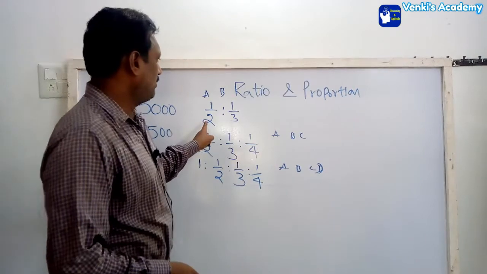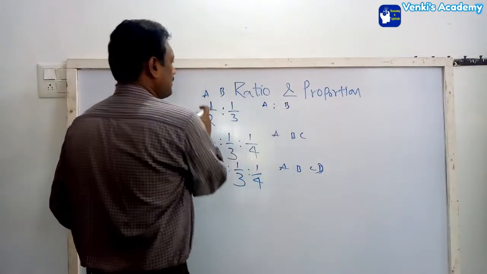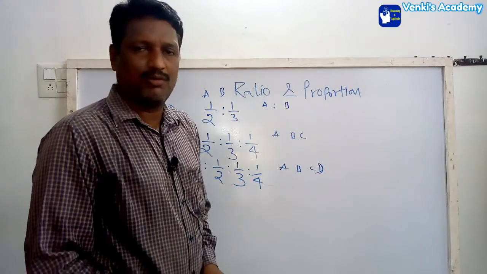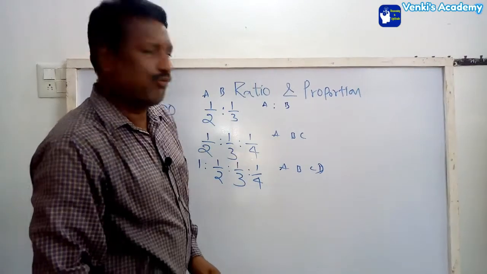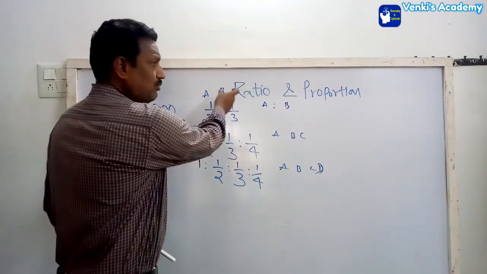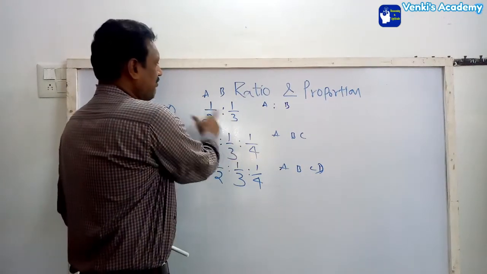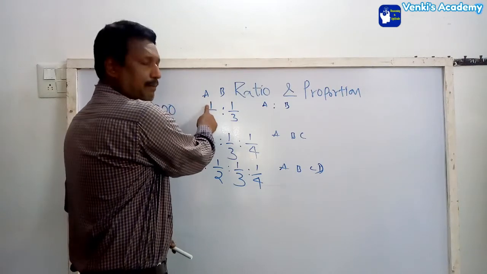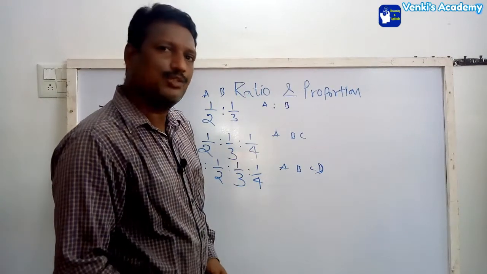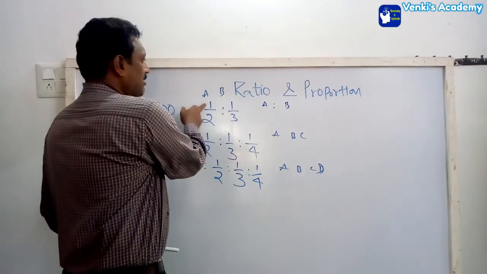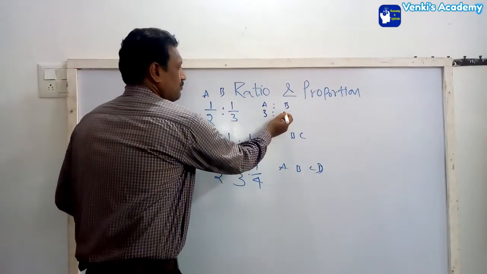Here we can do cross multiplication. The ratio is in fraction form, so to distribute the amount, first we convert the fractions into integer form. If there are only two fractions, we can do cross multiplication. Cross multiplication means 3 times 1 is 3, that is A. 2 times 1 is 2, that is B. So we get the ratio 3 is to 2.